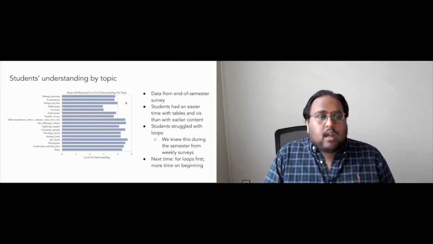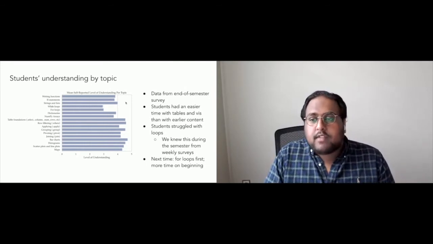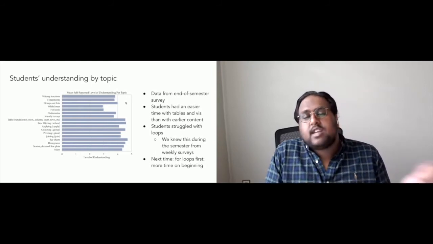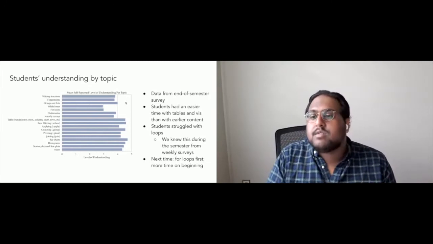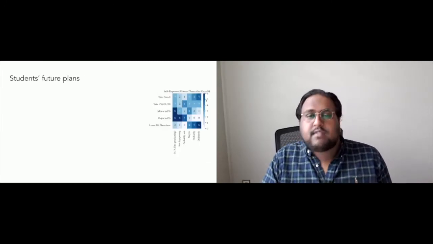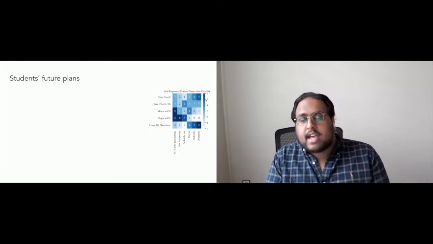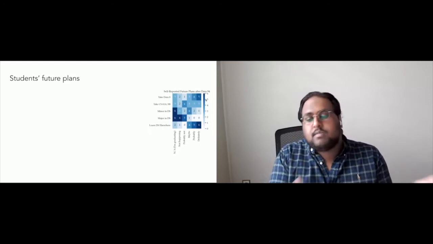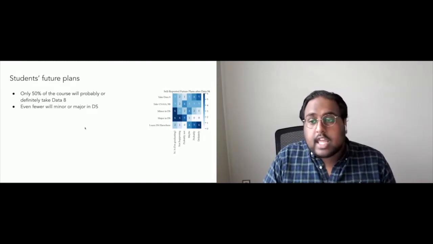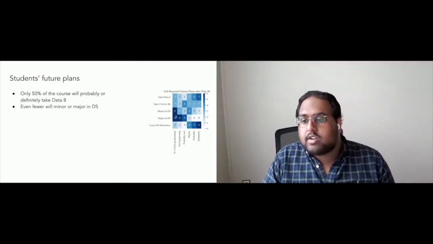Okay, so we said that the point of the course was to prepare students for Data 8. It's worthwhile seeing how many of them actually plan on taking Data 8 afterwards. As you can see, the answer is not that many, right? Only 50% of the course will probably or definitely take Data 8, at least based off what they said in our end of semester survey. Even fewer said that they would major or minor in data science, right?